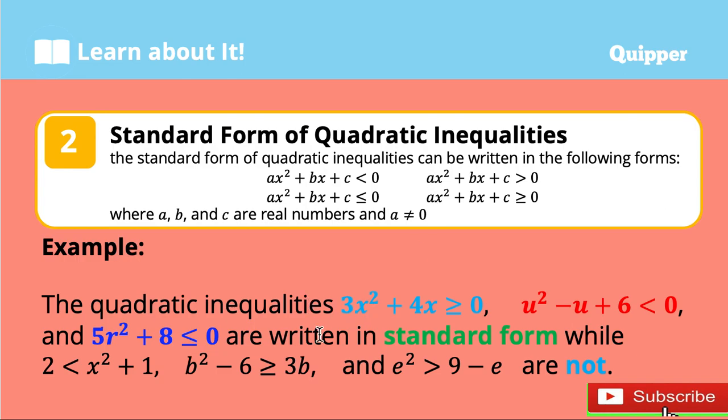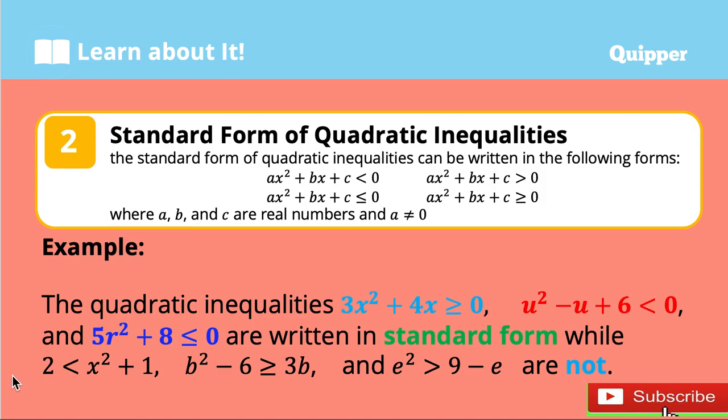For example, the quadratic inequalities 3x squared plus 4x is greater than or equal to 0, u squared minus u plus 6 is less than 0, and 5r squared plus 8 is less than or equal to 0 are written in standard form. They already follow the form ax squared plus bx plus c, whether it is less than, less than or equal to, greater than, or greater than or equal to 0.